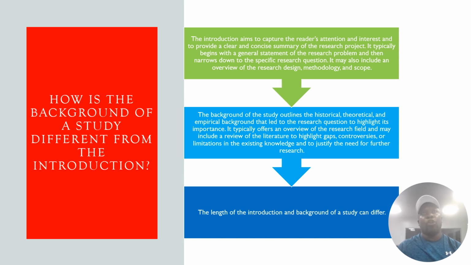But the background to the topic outlines a historical, theoretical, and empirical background that leads to the research questions, to highlight its importance. It typically offers an overview of the research field and may include a review of literature to highlight gaps, controversies, and limitations in the existing literature, and to justify the need for further research.